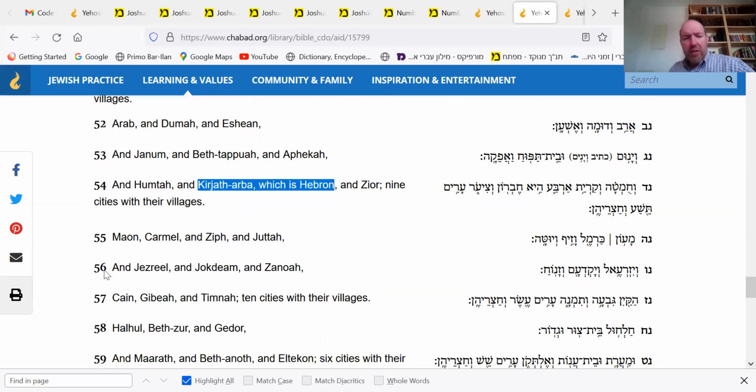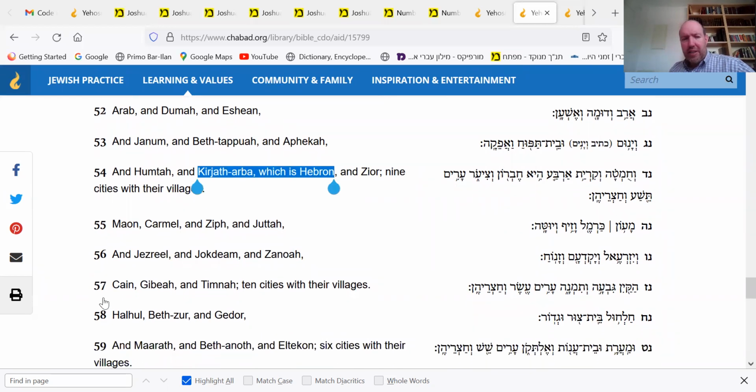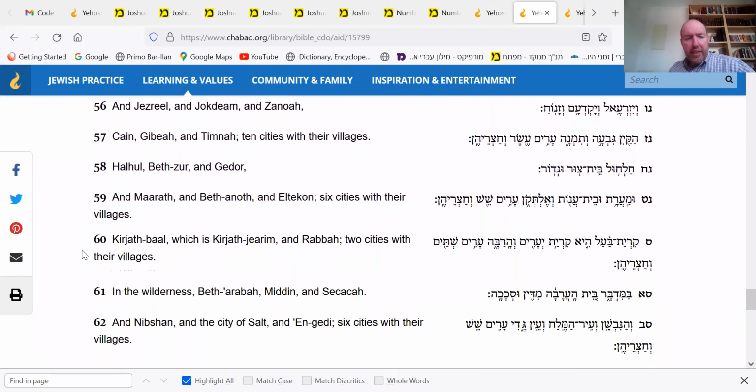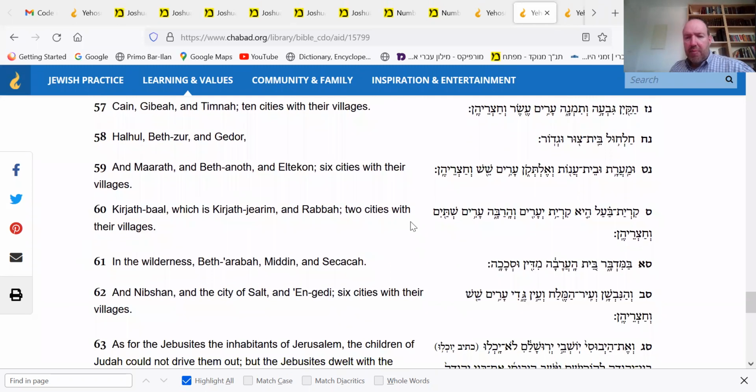And then we move on to the final section that would be in verse 61. After a summary of the cities in the mountain, we have a new heading, in the wilderness. In Hebrew, Bamidbar. This is referring more to the Judean desert, Judean wilderness, not the Negev to the south, or rather to the east, facing towards the Jordan Valley.